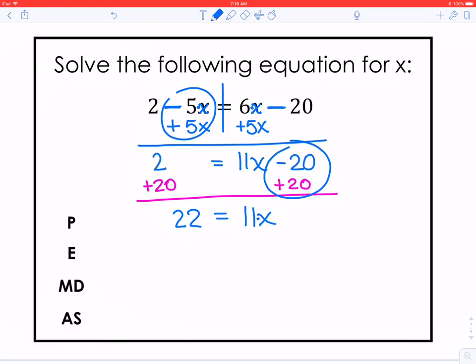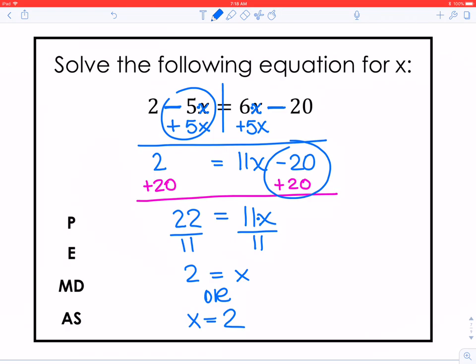Okay, last step, undo your multiplication. So the inverse for multiplication is division. Divide by 11, divide by 11. So 2 is equal to x. Same solution as x is equal to 2. You can trade those sides if you want to, just to have your habits.